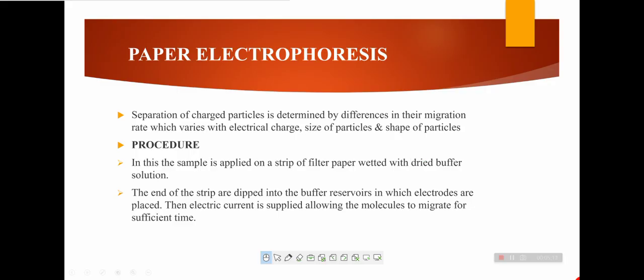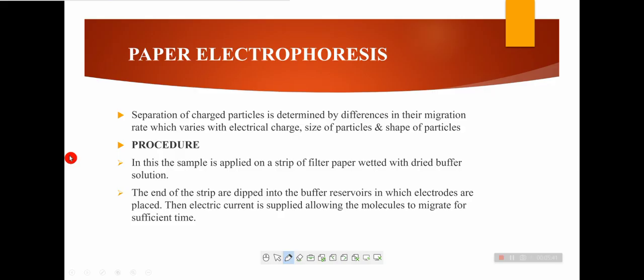So in paper electrophoresis we can say the separation of charged particles is carried out based on the differences in their migration rate. The migration rate can be varied because of its electrical charge, size of particles and the shape of particles. Let's talk about the procedure of paper electrophoresis.